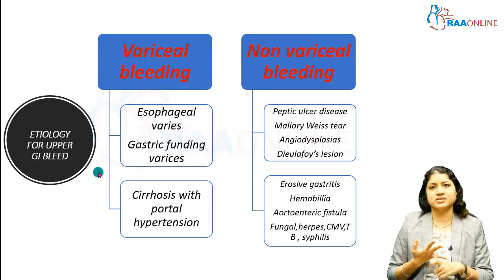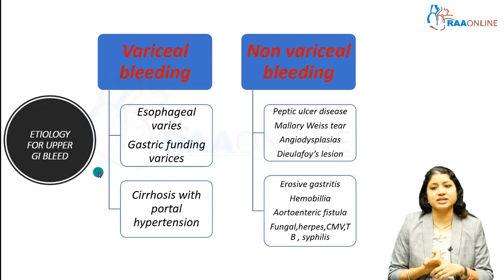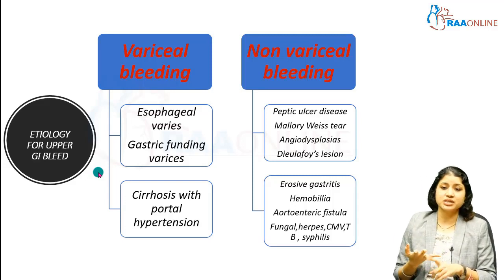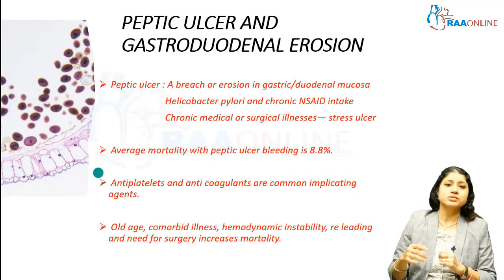Non-variceal bleeding is usually secondary to peptic ulcer disease or a Mallory-Weiss tear, angiodysplasias, Dieulafoy's lesions, erosive gastritis, some aortoenteric fistulas, or infections like fungal infection, herpes infection, CMV infections, tuberculosis, syphilis, etc. So, let us deal with everything in detail.